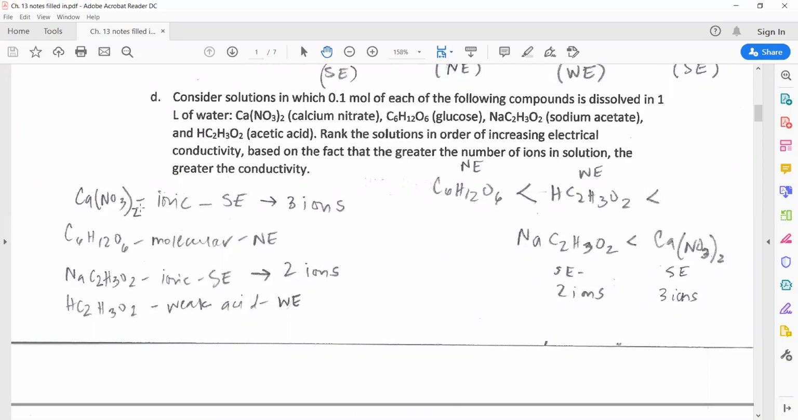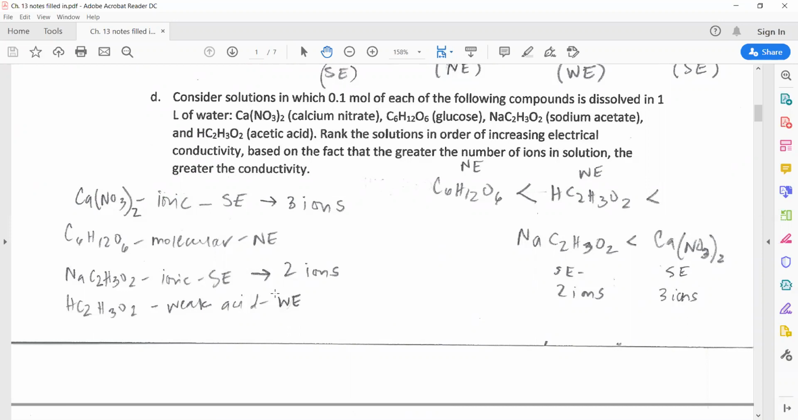Calcium nitrate. He's ionic because he starts with a metal. He's a strong electrolyte. C6H12O6. Glucose has all nonmetals. He's molecular, so that makes him a non-electrolyte. Sodium acetate starts with a metal. He's ionic, strong electrolyte. Acetic acid starts with an H, which means he's an acid. He's not on the strong list, so he's a weak acid and therefore a weak electrolyte.